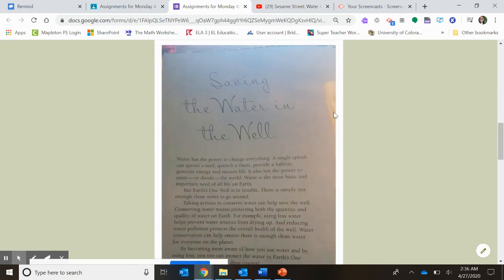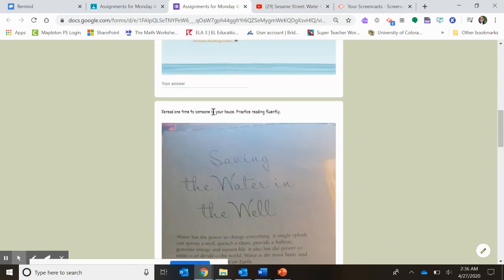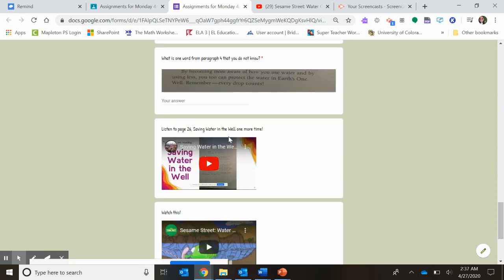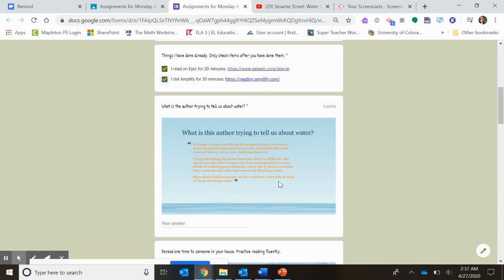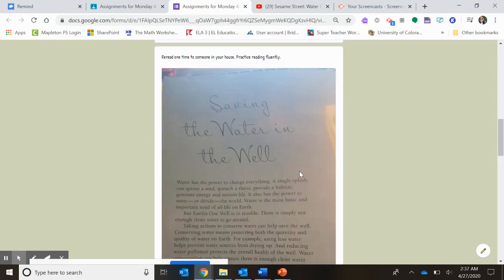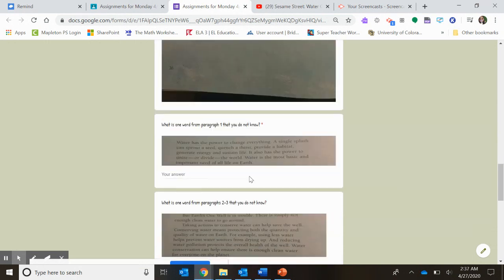Then I have our Saving the Water in the Well. I want you to read this to someone in your house, any person you want. Practice reading it fluently, so practice reading it at the right volume, at the right speed. Try your very best to get the words correctly. If you want to practice it one time before you read it to people, I have it right here, and this is just me reading that page. You don't have to listen to this whole video again. And then correct yourself if you make a mistake. Okay, that's your first task.